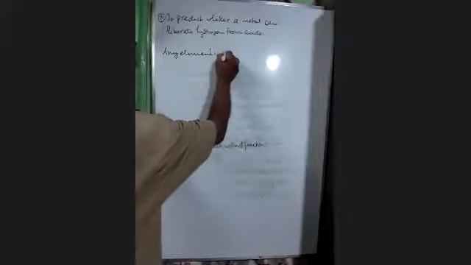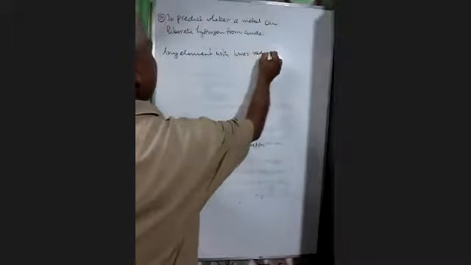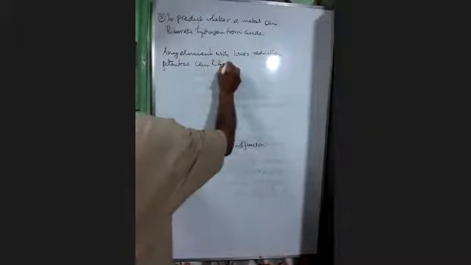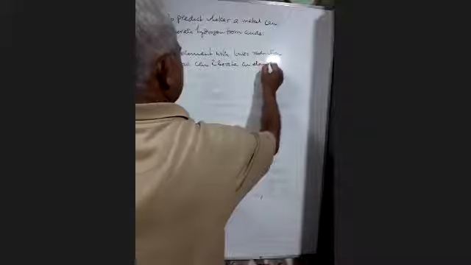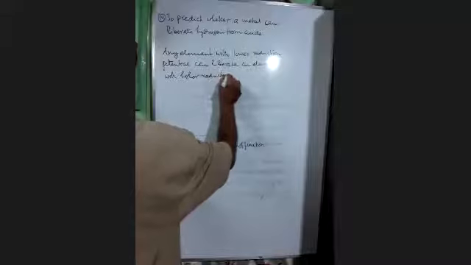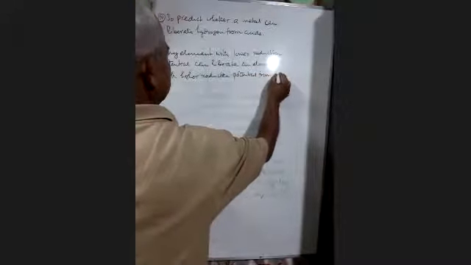Any element with lower reduction potential can liberate an element with higher reduction potential from its salt. Why am I saying salt? Because it should be in ionic state.